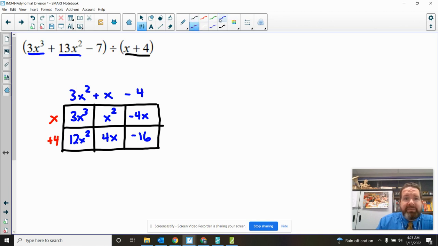Okay, now let's make sure we have everything we need. So do I have 3x to the 3rds? Yes. 12x squared and x squared is 13x squared.